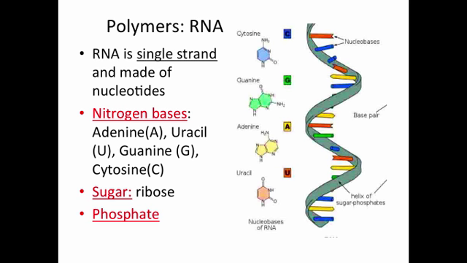Double-stranded versus single-stranded. Nitrogen bases, you have three of them the same, but one of them is different. You have uracil in RNA and thymine in DNA. And then your sugars are different. You have deoxyribose in DNA and ribose in RNA.